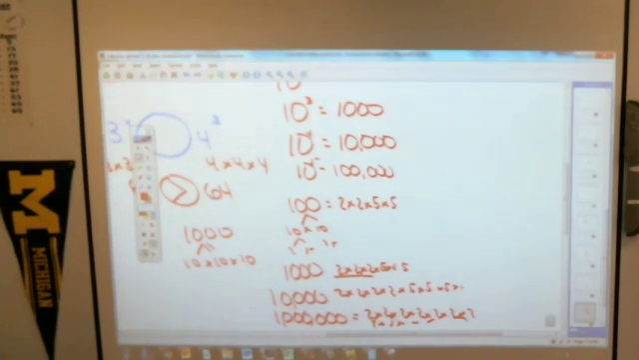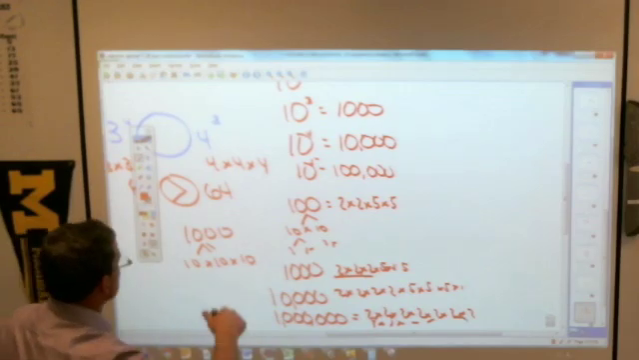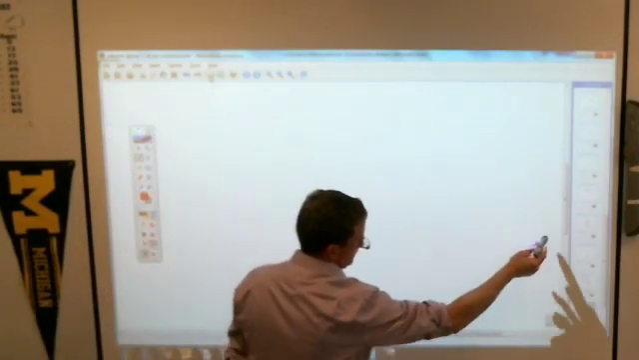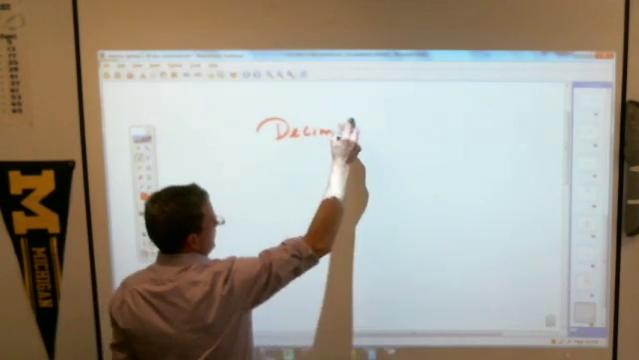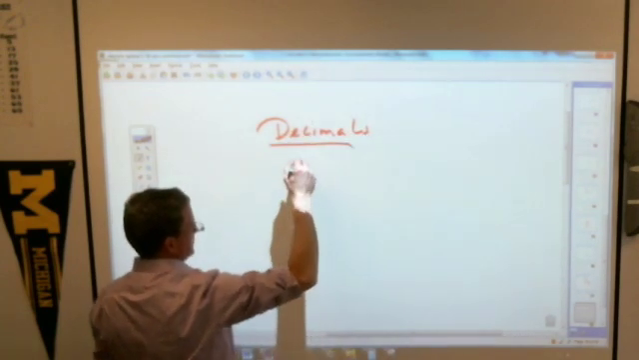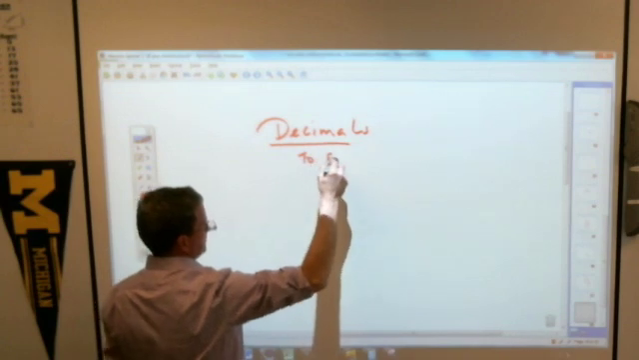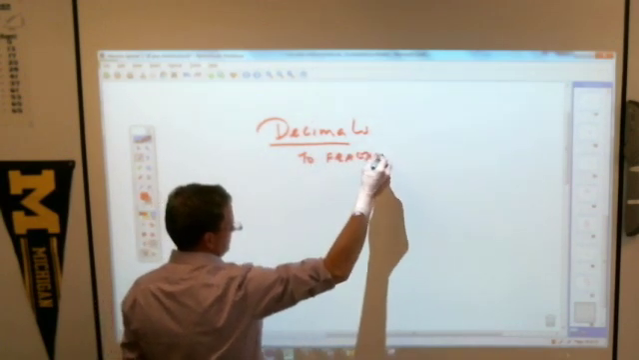Take out your notes also under decimals, I think. And changing decimals to fractions.